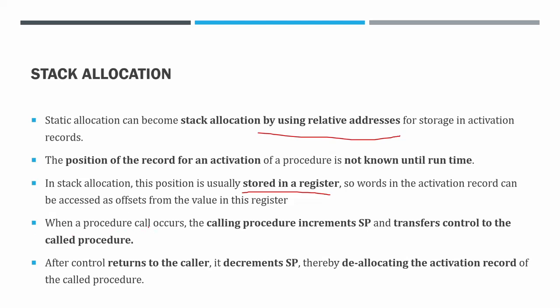When a procedure call occurs, the calling procedure increments the stack pointer and transfers the control to the called procedure. After executing all the statements inside the procedure, the control returns to the caller, and then it decrements the stack pointer, thereby deallocating the activation record of that called procedure. So the activation record is created on the call, and once it returns to the caller, it decrements the stack pointer and deallocates the activation record which had been allocated. So this is how your stack allocation will happen.